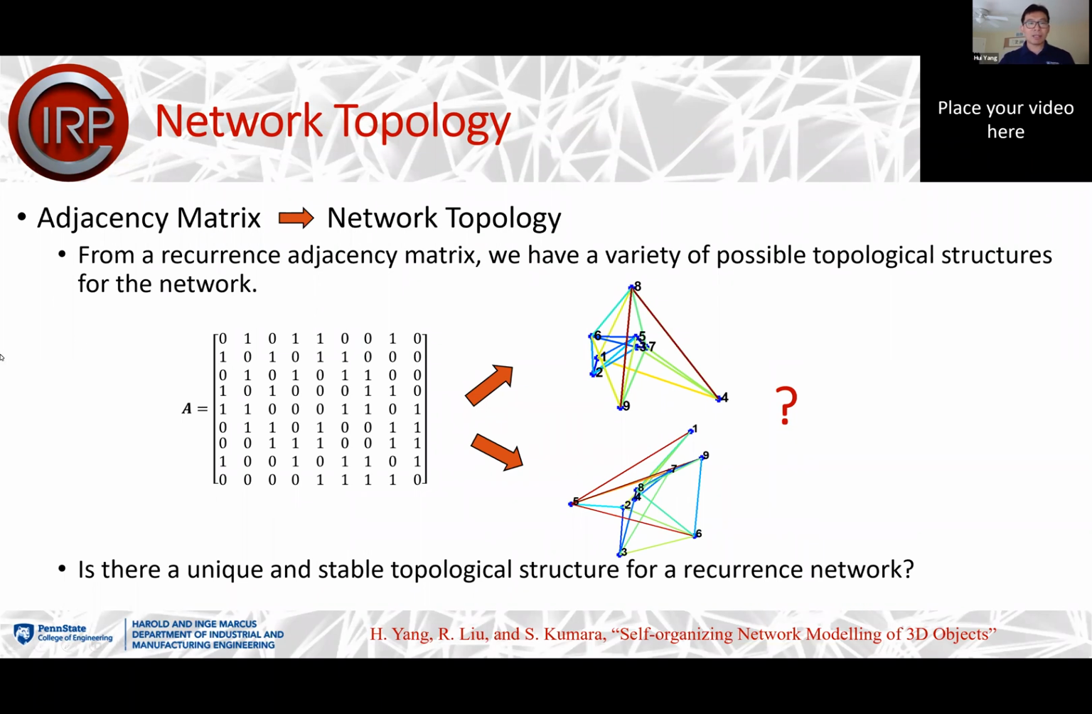So you see here, we have an adjacency matrix, and we might have different possible topology structures for the network. For example, for this adjacency matrix, those ones only define which node is connected to which one. For example, 4 and 8 can be connected. However, 4 and 8 can be connected this way or this way. The network can take different forms, even if you define the connections between them, right? So if we represent the recurrence network from the 3D objects, is there a unique or stable topological structure we can derive from the network?